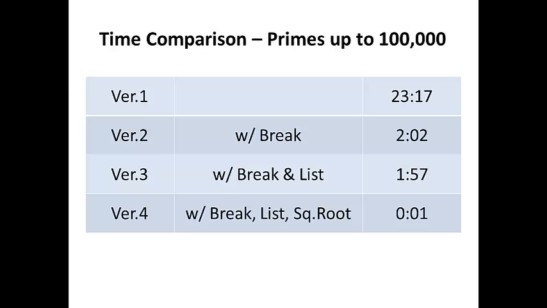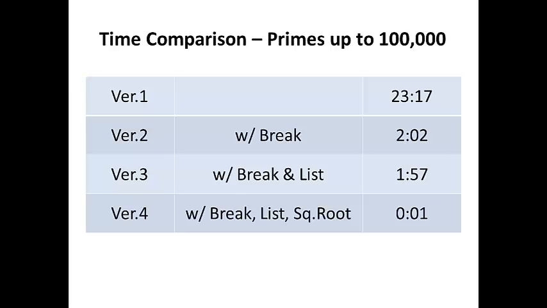So I did a time comparison calculating the primes up to 100,000. The first version of the program took 23 minutes. Just by adding the break statement in version 2 of the program, we got the runtime down to 2 minutes and 2 seconds. We were able to shave off another 5 seconds by using a list instead of printing each one as we found it.